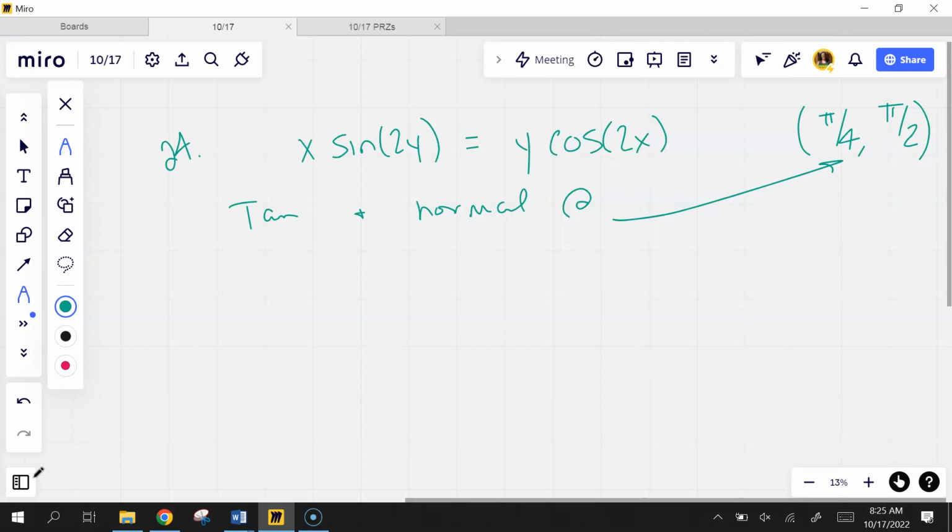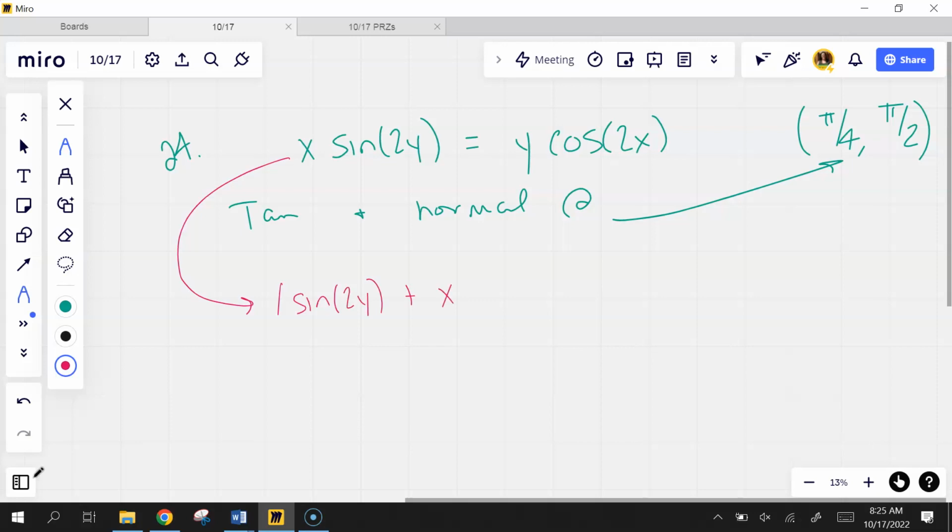I don't want to go through and try to solve this for y and then take the derivative, because gross, with all this I have in here. But let's go ahead and find the derivative. So here, product rule, yes. Derivative of the first is 1 times the second plus the first.